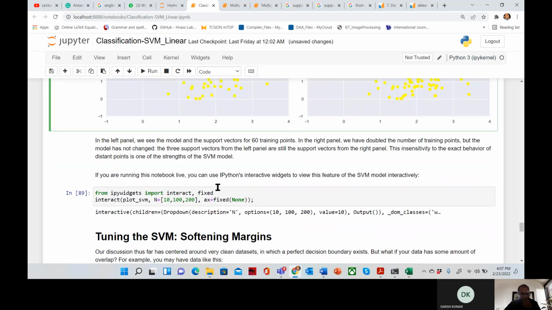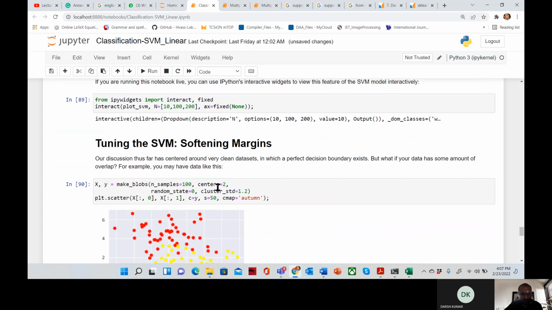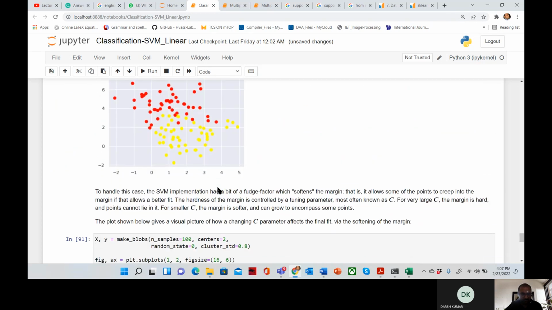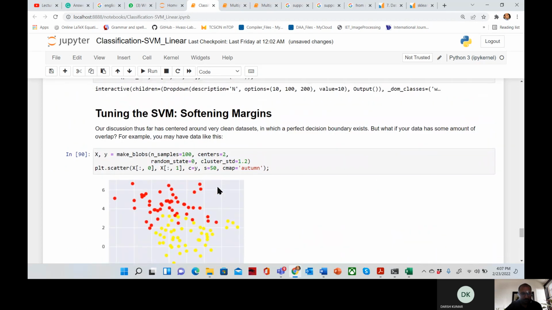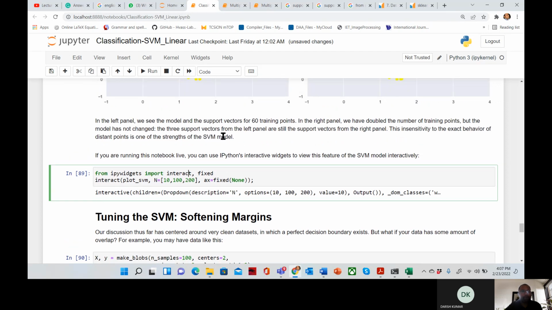Okay, so this was the support vector machine. I think I have discussed soft margin here. Okay, so this one is clear. Can we continue further? Yes sir.